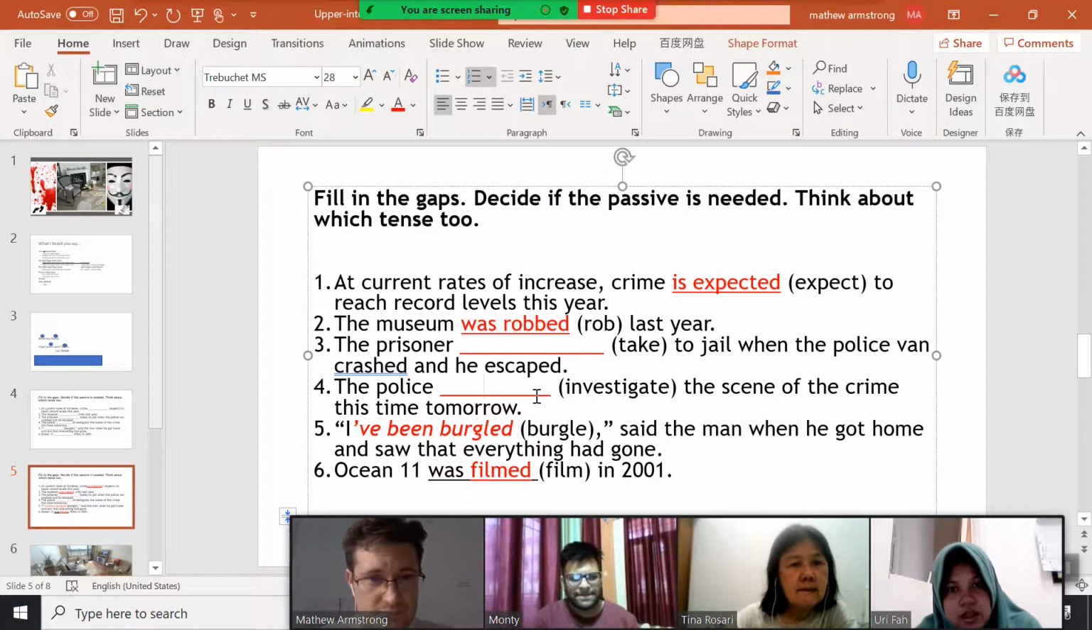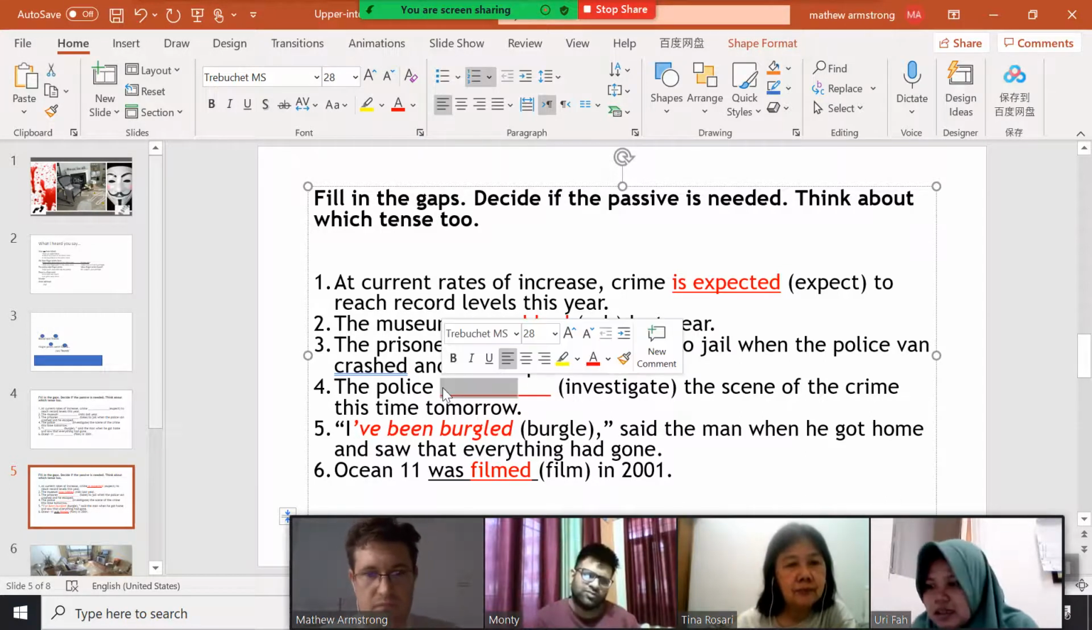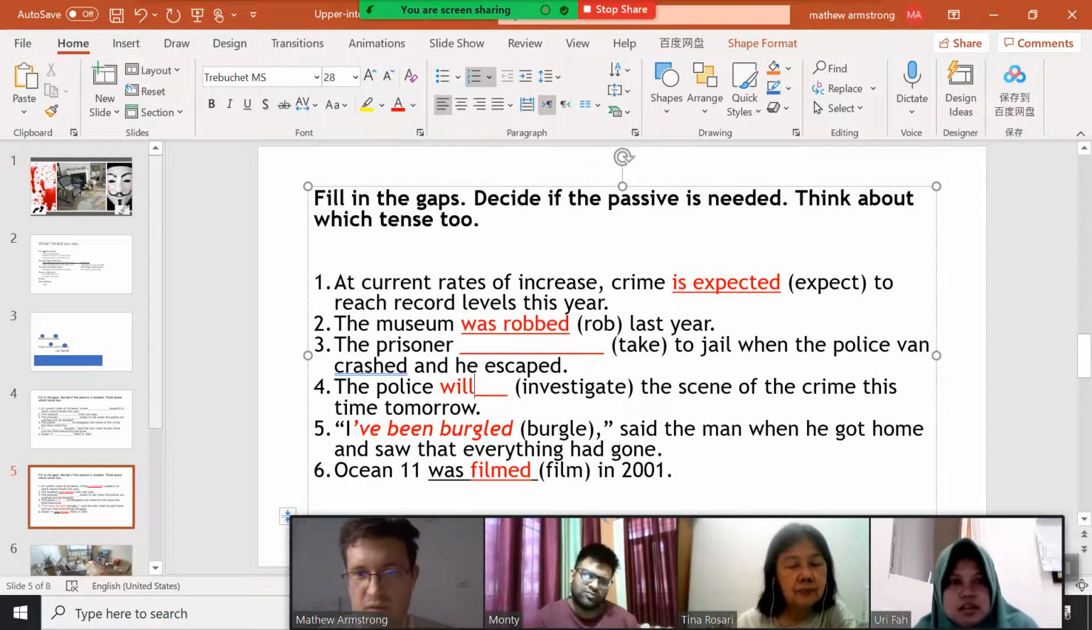Okay. 4, do we need passive or active here? I think it's active. Active because we have time mentioned in here. So because of will, yeah? Investigate. Yeah. Will investigate. Will be... No, I don't think so. The police will investigate the scene of the crime this time tomorrow. I think it's as simple as that.